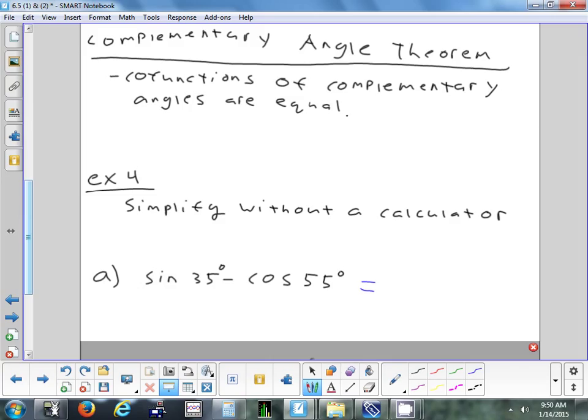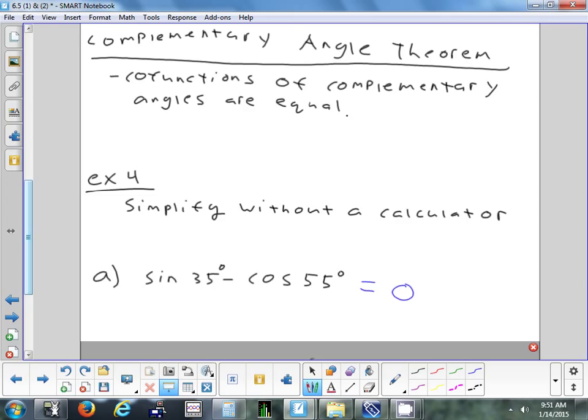Okay, so what would that simplify to? Sine of 35 minus cosine of 55. And if you're not sure, first thing I want to know is, are those angles complementary? 35 and 55. Yeah. Are the two trig functions I wrote down cofunctions? Yes. So we have cofunctions of complementary angles. What do we know about these two things we're subtracting? We don't know what they are, but we know they're equal. So what are you going to get? 0.